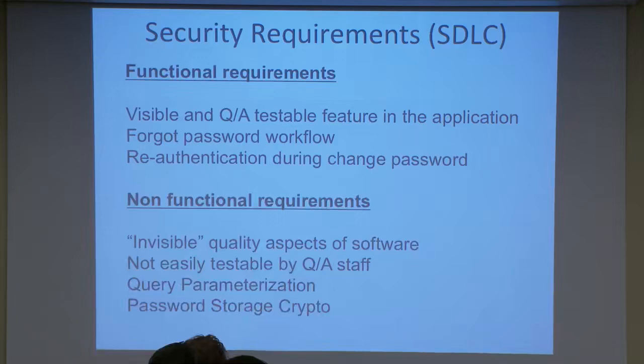Now, there's a whole batch of non-functional security requirements that we really can't test for easily with our standard QA staff. These are invisible quality features behind the scenes of an application. This is stuff like query parameterization. This is building your database query resistant to SQL injection. We'll talk about that more later. Or how you're doing crypto around password storage. Users aren't going to see this stuff. Normal QA staff is not going to run into this.